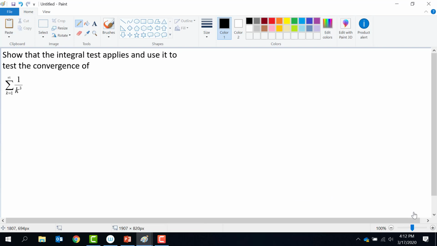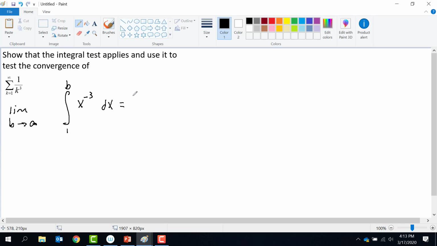For our next series, again, we still have 1 over k to a power, and in this case, the power is 3. We're going to do the same thing again, apply the integral test. We're not going to show that the integral test applies, it clearly does. So we're just going to start taking the limit as b goes off to infinity of the definite integral from 1 to b. And instead of 1 over x to the 3, we'll write our function as a power function, x to the negative 3 dx.